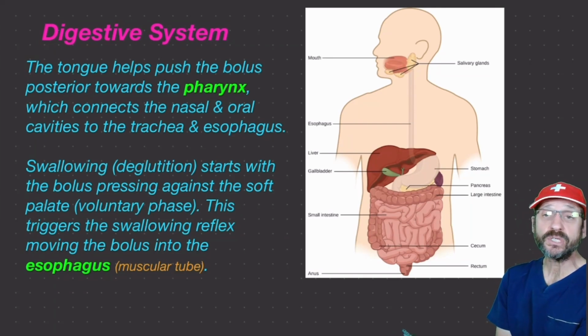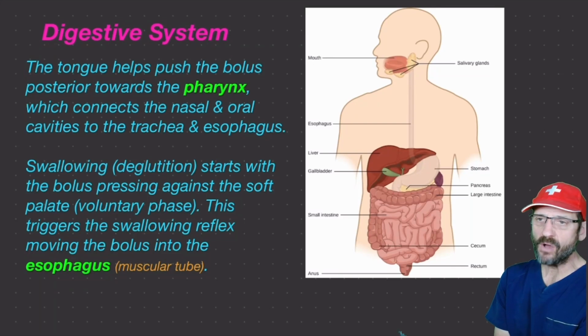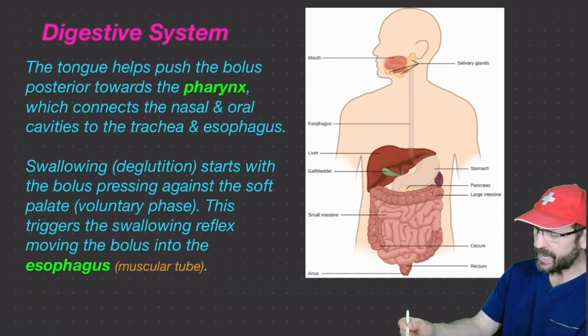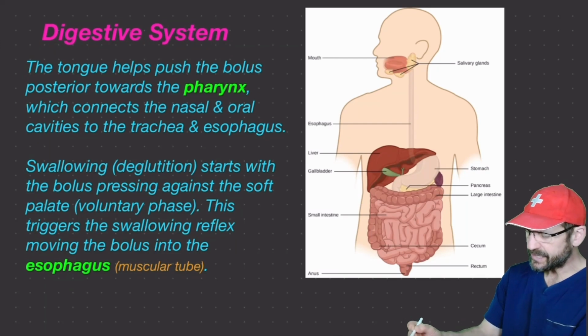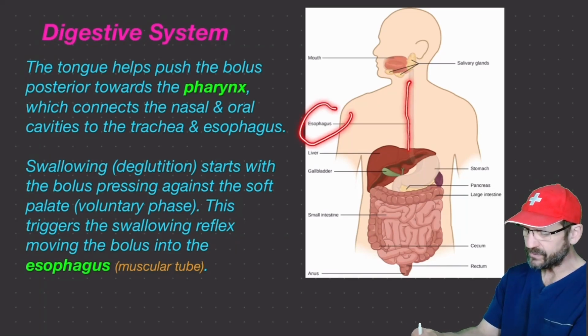And then this triggers the swallowing reflex, and that moves the bolus into the esophagus, which is essentially a muscular tube. And we can see that right in here, where you can see the salivary glands that we talked about in the previous slide. And then this tube, that's the esophagus right in here.